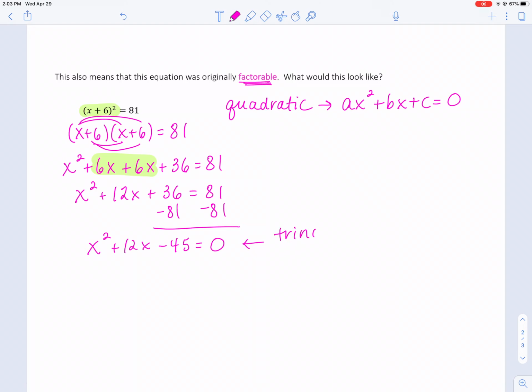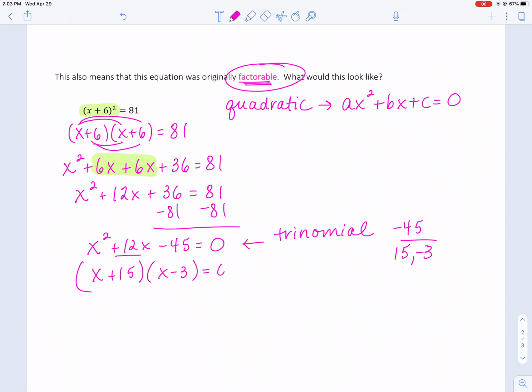Now this is back to what we were doing a week ago. This is a basic trinomial. We are going to factor it. What two numbers multiply to negative 45 and add to positive 12? It's got to be a 15 and a 3, but one of them has to be negative. I'm going to make the 3 negative because the 12 has to be positive, which means it's got to be a positive 15 and then a minus 3. So I have an x plus 15, I have an x minus 3, and it equals 0.